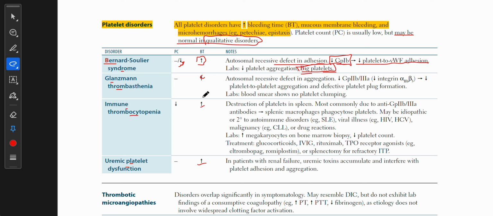And in Glanzmann thrombasthenia, BT is increased, obviously. This is an autosomal recessive defect in aggregation. The previous one is a defect in adhesion, but this is a defect in aggregation. So there is a defect in another receptor, that is GPIIb/IIIa receptors. And also there is a decrease in integrin alpha IIb beta 3. That will lead to defective platelet aggregation and defective platelet plug formation.